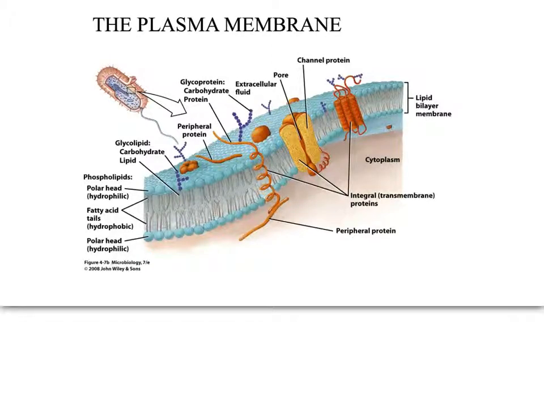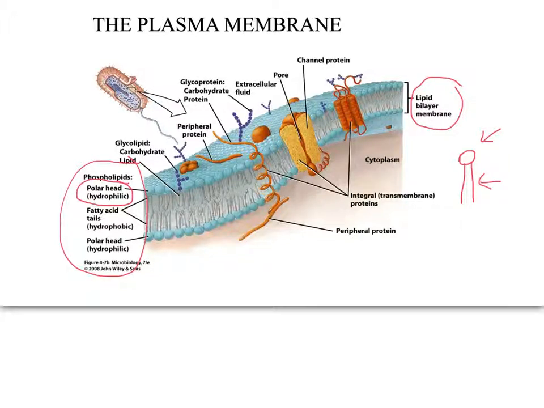Here's a picture. The first thing I want you to see is this phospholipid bilayer, and it's written out here. It's made out of a head, and the head is actually polar and hydrophilic, so it's water loving. So it's out here. Then it's got these fatty acid tails, and the fatty acid tails are nonpolar or hydrophobic. They don't want to be around water.